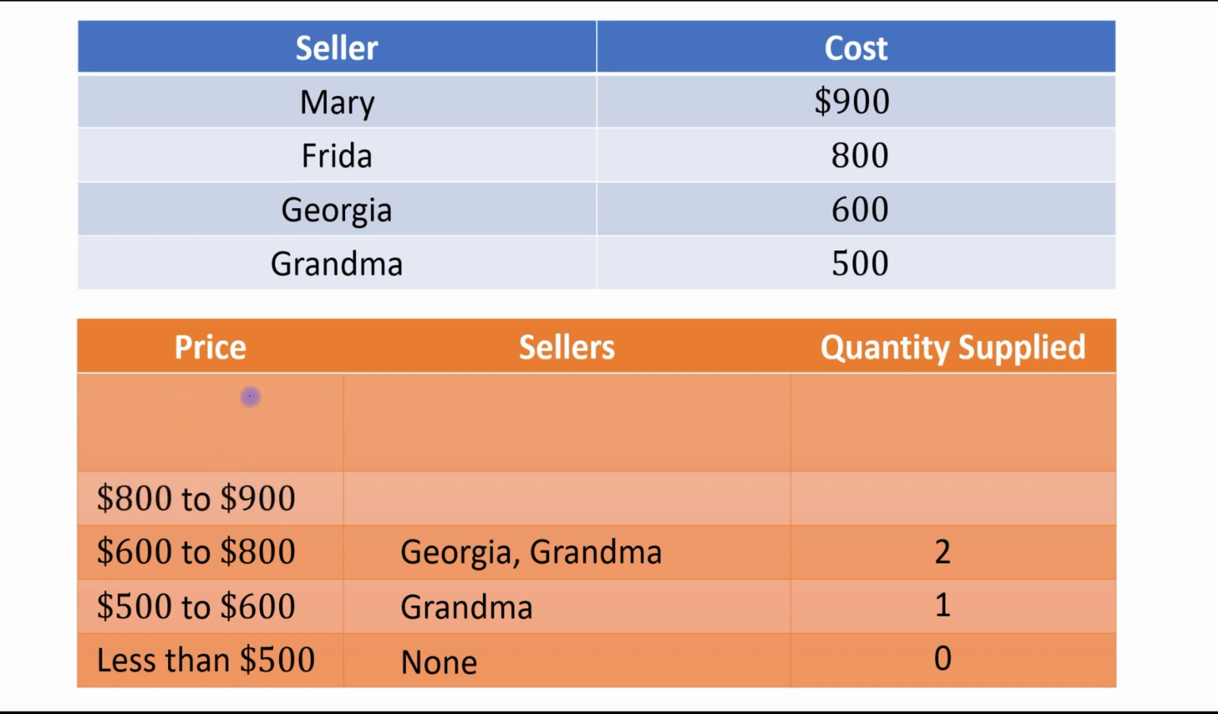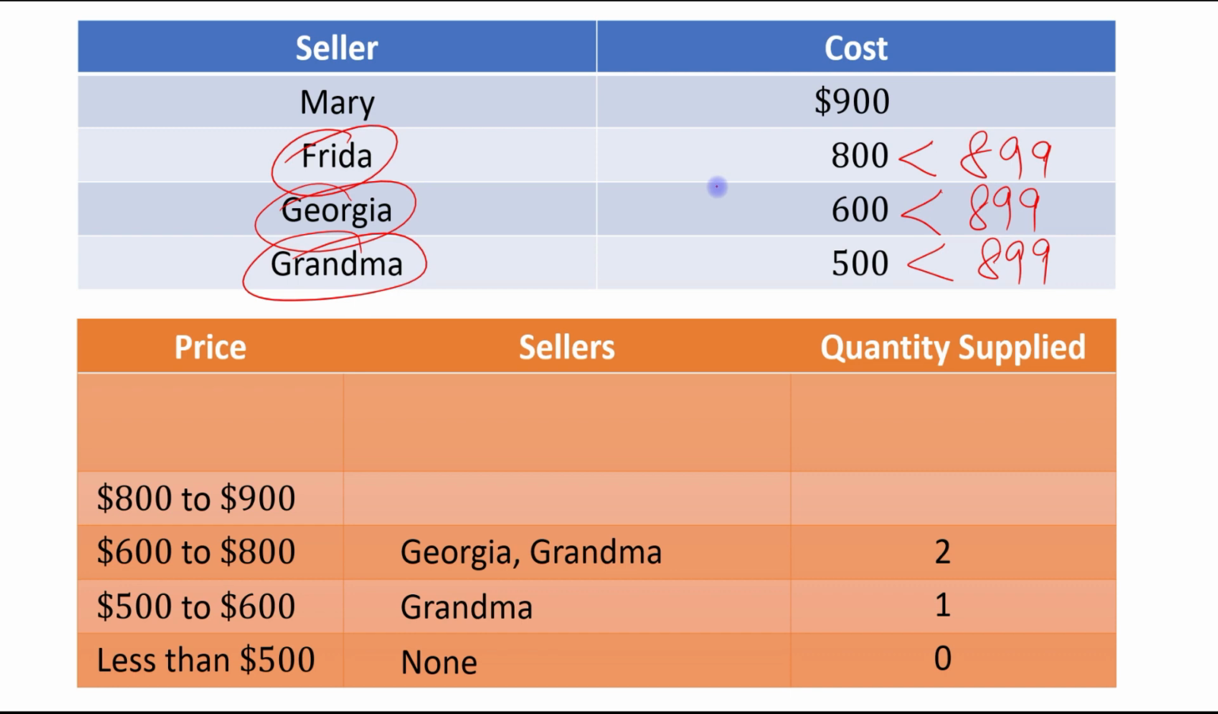Next case, when the price is between $800 to $900, let's take it as $899. So there will be three sellers in this case: Grandma, Georgia, and Frida. But if we talk about Mary, then Mary will refuse to sell her painting services. So there are three sellers: Frida, Georgia, and Grandma, and the quantity supplied is 3.